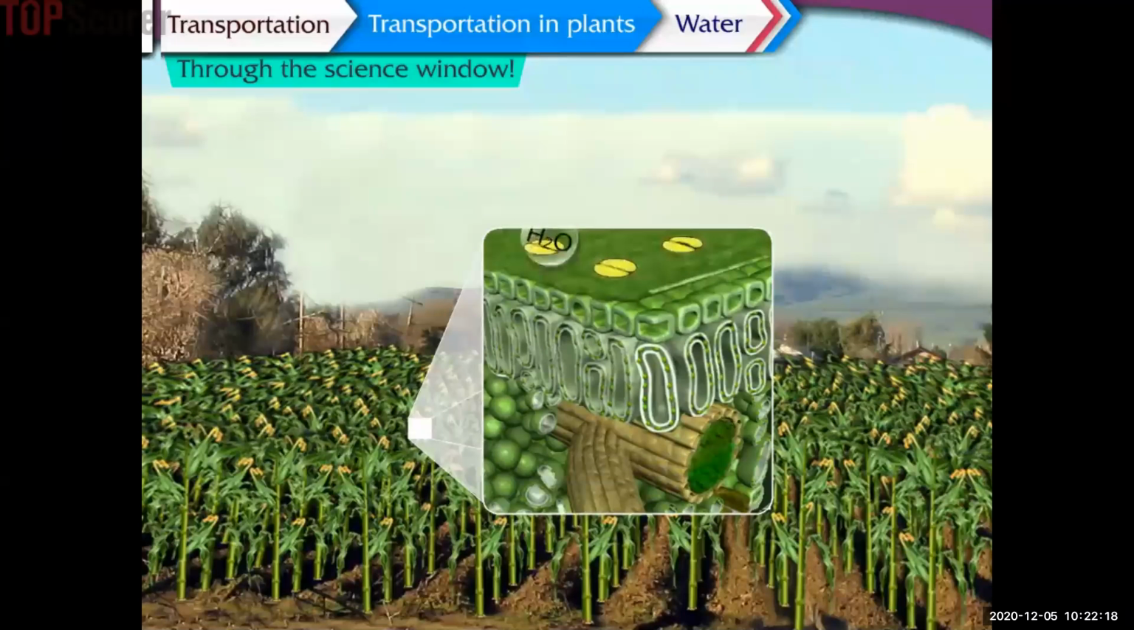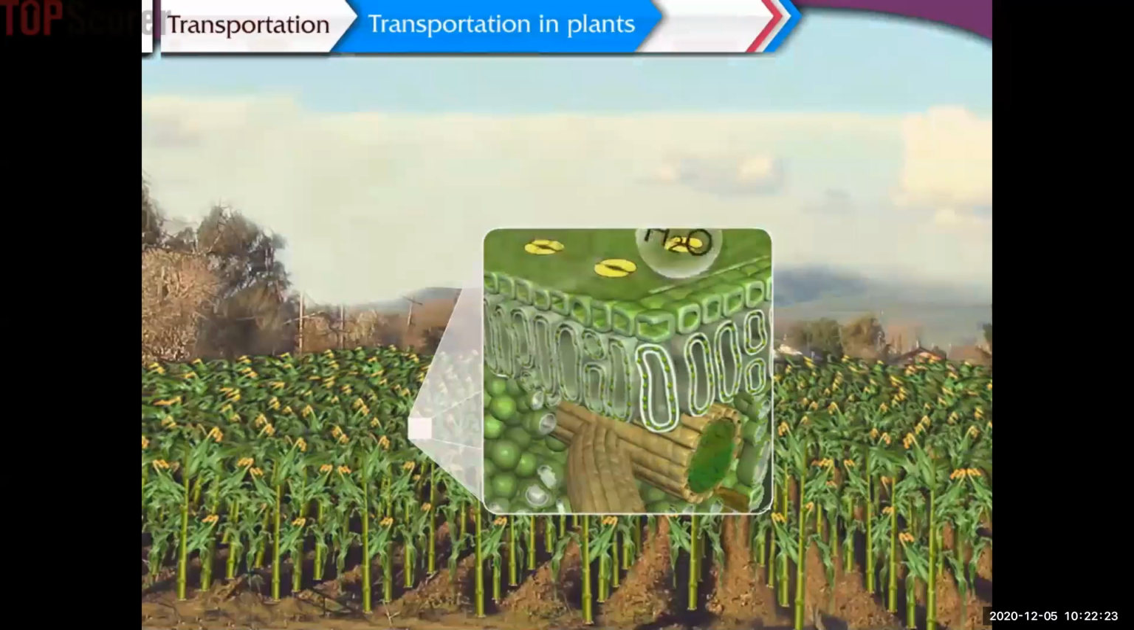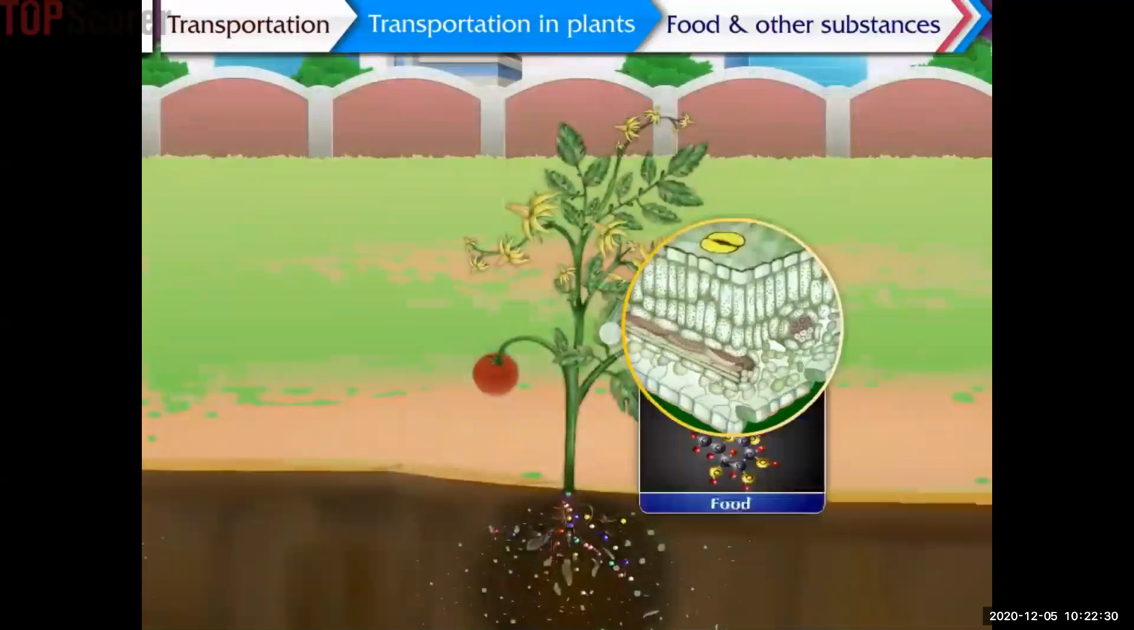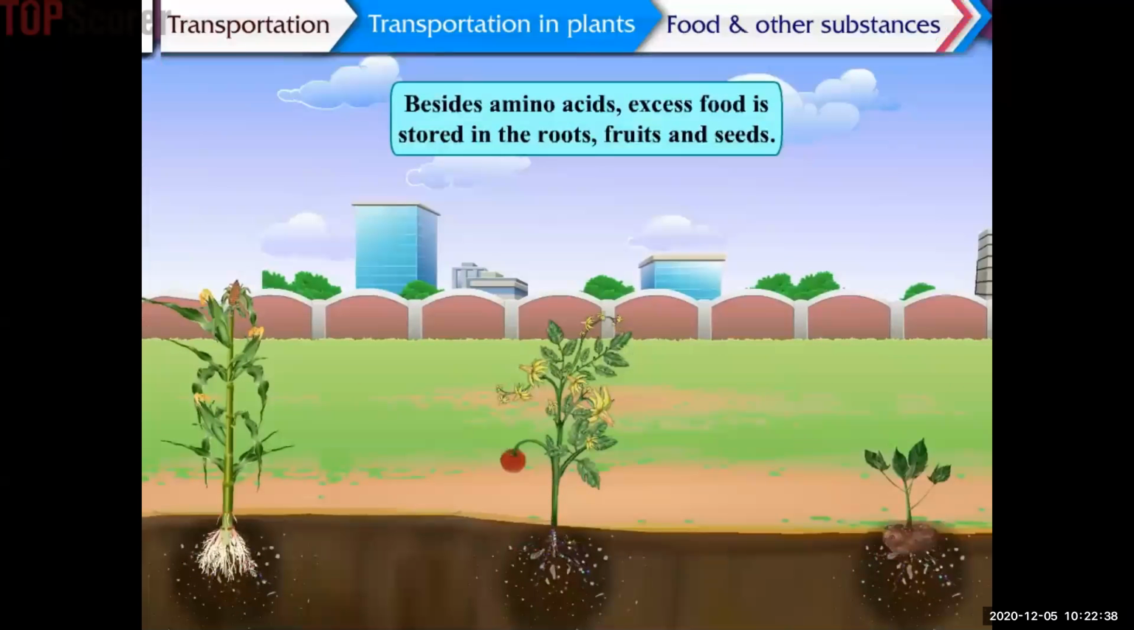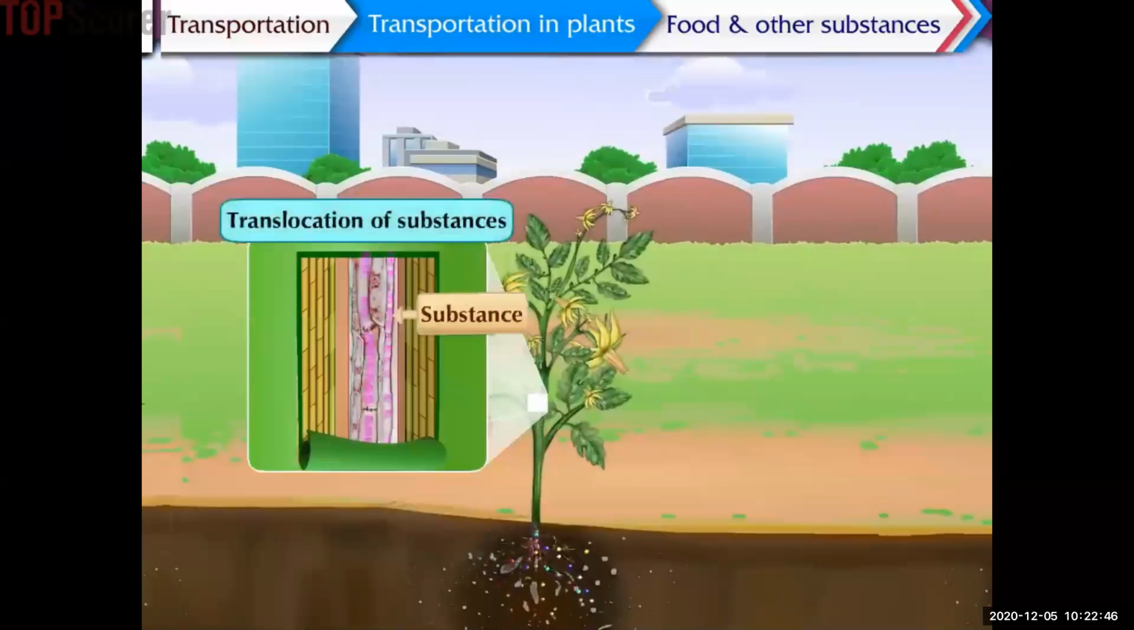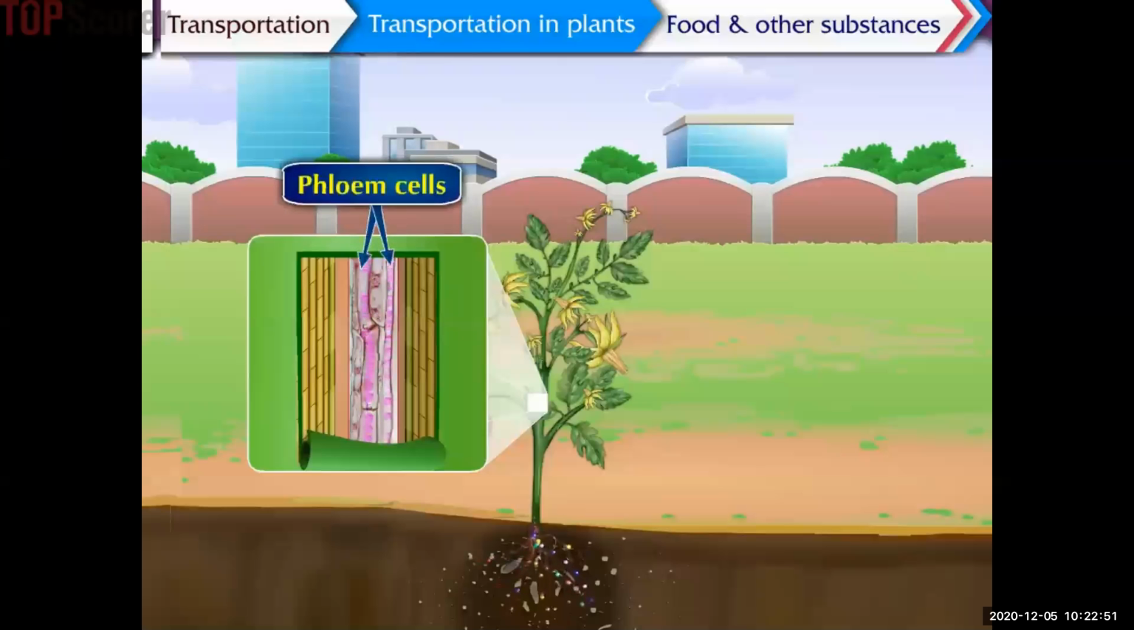Now let us proceed to learn about the transport of food and other substances in a plant. Transport of food and other substances in plants. Food manufactured in the cells of the leaves is transported to every cell. Besides amino acids, excess food is stored in the roots, fruits, and seeds. This process is called translocation. The process of translocation takes place through phloem in the upward as well as downward direction.